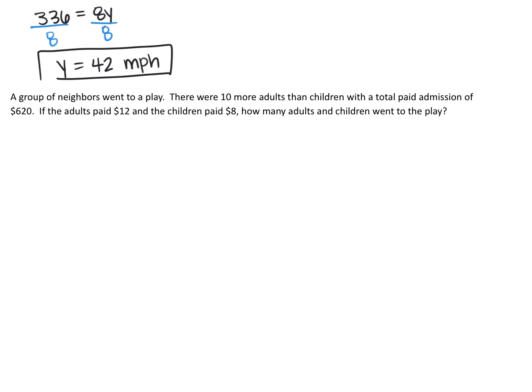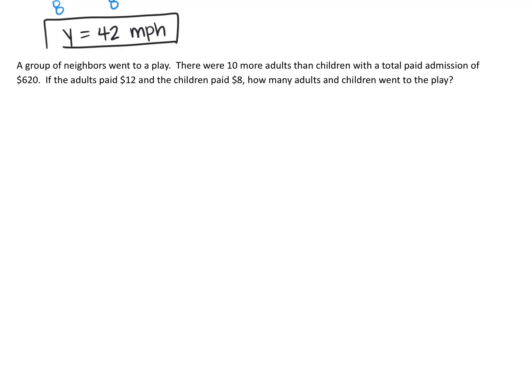Our second example is going to involve money. So we have a group of neighbors went to a play. There were 10 more adults than children with a total paid admission of $620. If the adults paid $12 and the children paid $8, how many adults and children went to the play? So here I'm going to let A be my number of adults and C be the number of children.